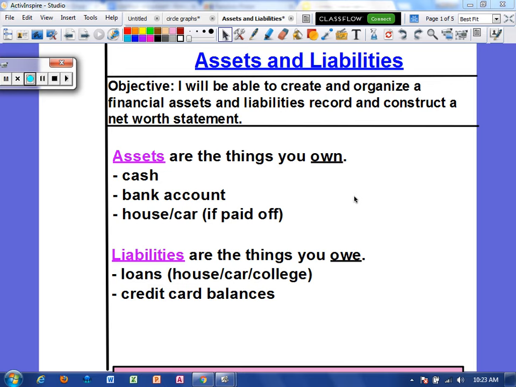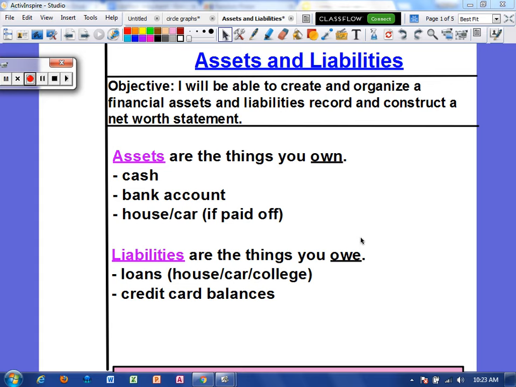Your objective: I will be able to create and organize a financial assets and liabilities record and construct a net worth statement. So let's talk about what assets and liabilities mean. An asset is something that you own. So that could be something like cash, whatever money is in your bank account, and anything that you have paid off, such as a house or a car, because once you pay it off in full, that means that you own it. A liability is something that you owe. So keep in mind, assets are owned, liabilities are owed.